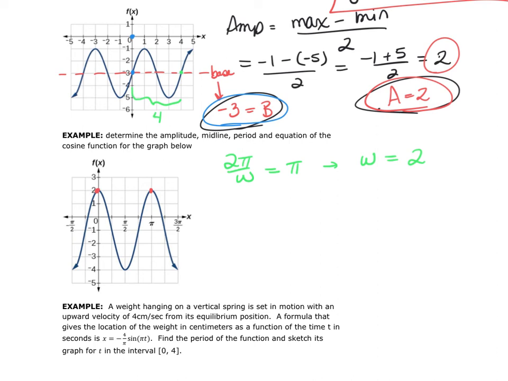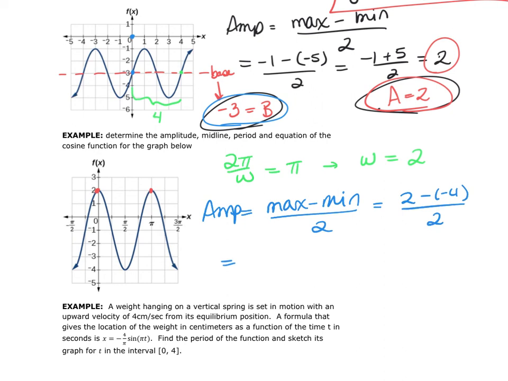Now I'm going to find my amplitude. My amplitude is going to be the max minus the min divided by 2. So this is 2 minus -4, divided by 2. So I have 6 divided by 2, so my amplitude is 3. My baseline, I'm going to go from a min or a max and count down 3: 1, 2, 3. My baseline has moved to here. That tells me my baseline is at the line y equals -1. That means I have shifted down 1.